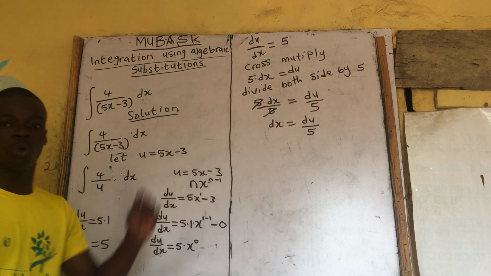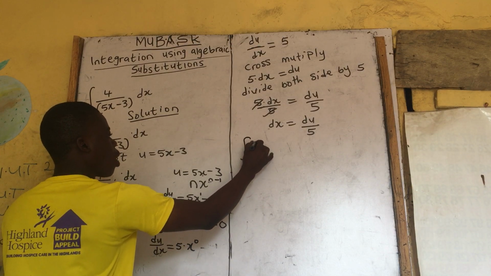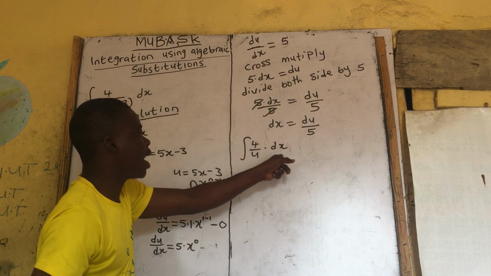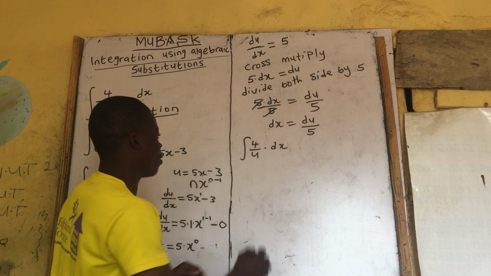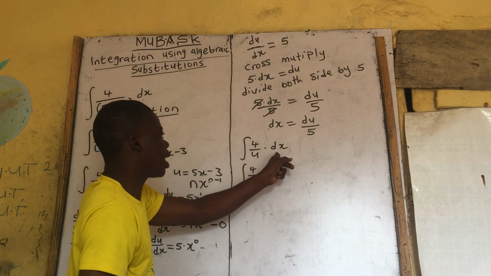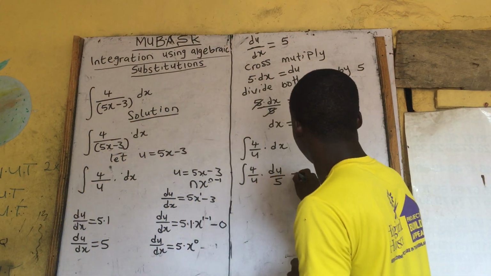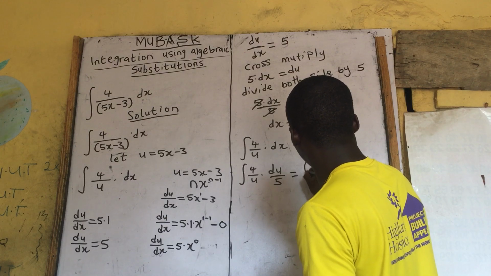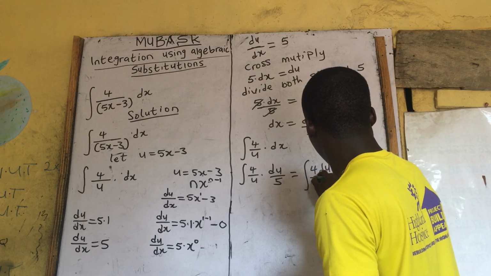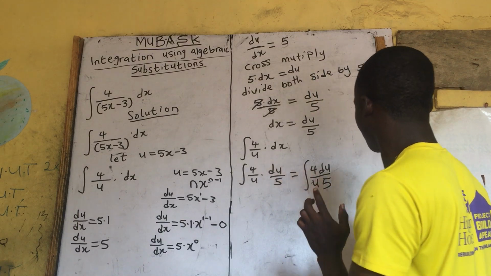So dx equals du all over 5. From the problem, we had integral 4 divided by u times dx. But our dx equals du divided by 5. So integral 4 divided by u times du divided by 5. We can also multiply like this: integral 4 du divided by u times 5. This is very simple to solve.